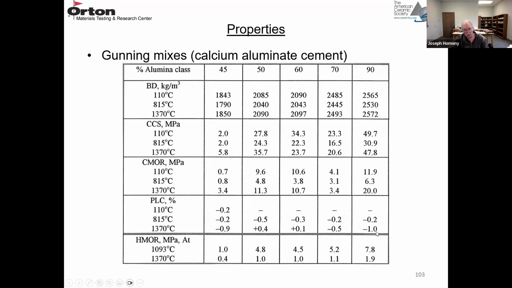And then the hot MOR, these are all going to develop, in this case, at 1370 degrees C, a liquid phase. So they're all going to decrease in strength. So again, a hot MOR is much more valuable than the cold MOR, cold crushing, because it's going to tell you exactly what's going to happen at high temperatures.